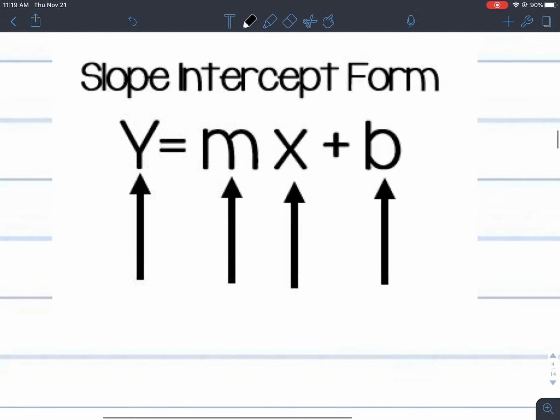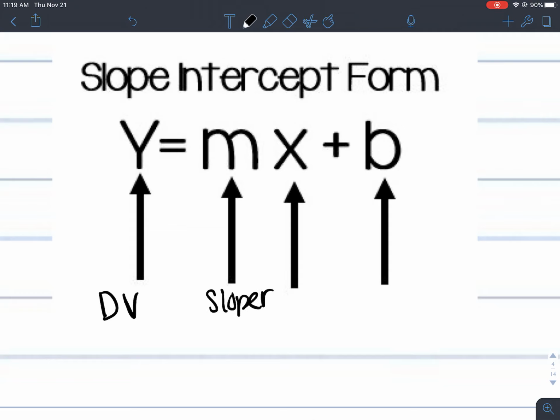Now when you're graphing, as long as the y is by itself, you can graph in what's called slope-intercept form. And this means that we can actually plot points without having to create a table and then connect them to make a line. So for the first part, the y is just our dependent variable. Our m is our slope. The m is the slope.